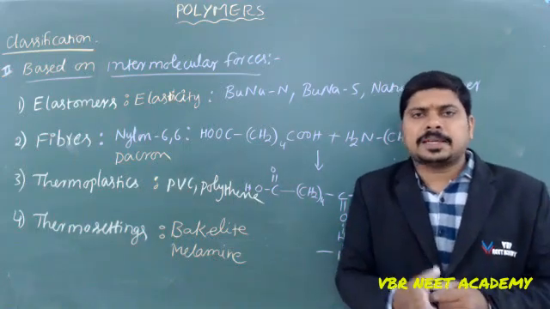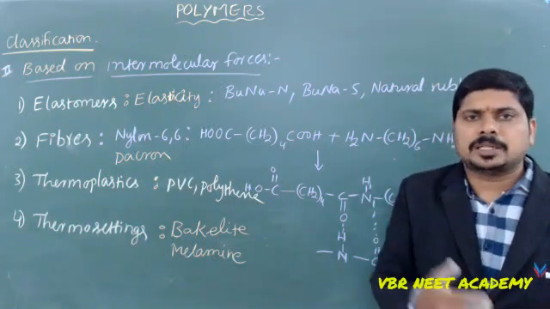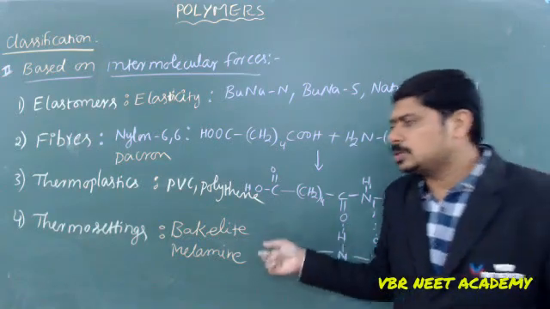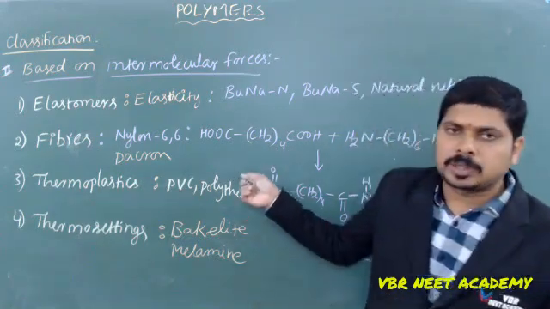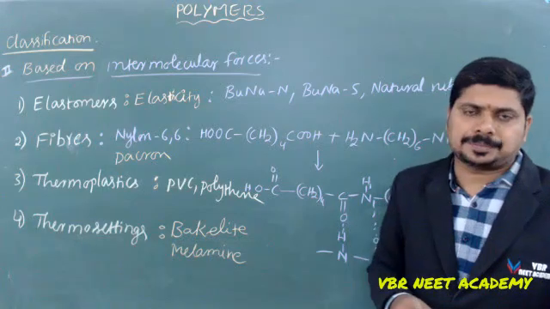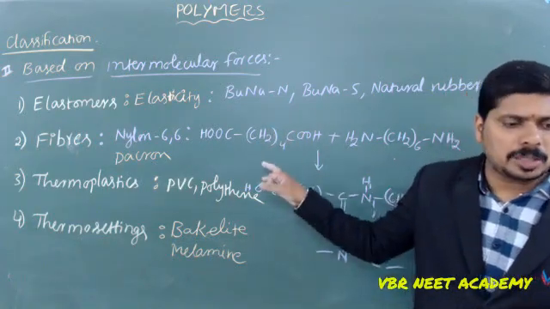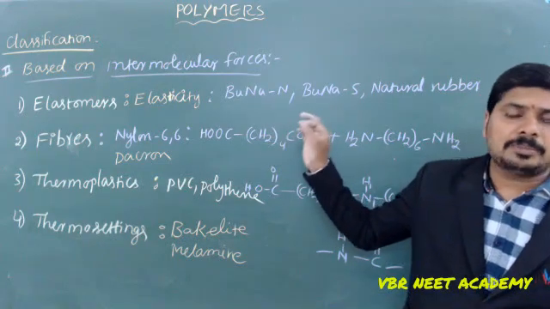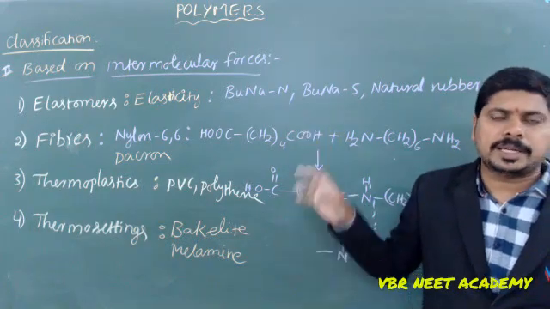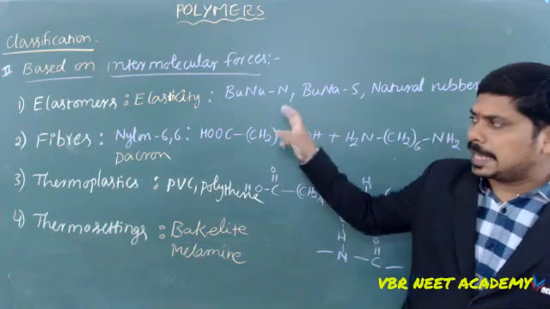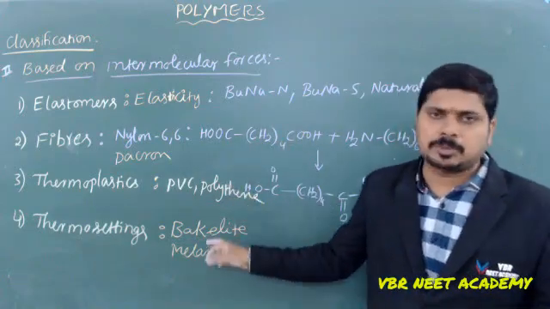Those cross-linkings can't be broken by heat. So we can't reuse thermosettings, but we can reuse thermoplastics. Understand? So this is the classification based on their intermolecular forces. Their intermolecular forces give us elastomers, fibers, thermoplastics, and thermosettings.